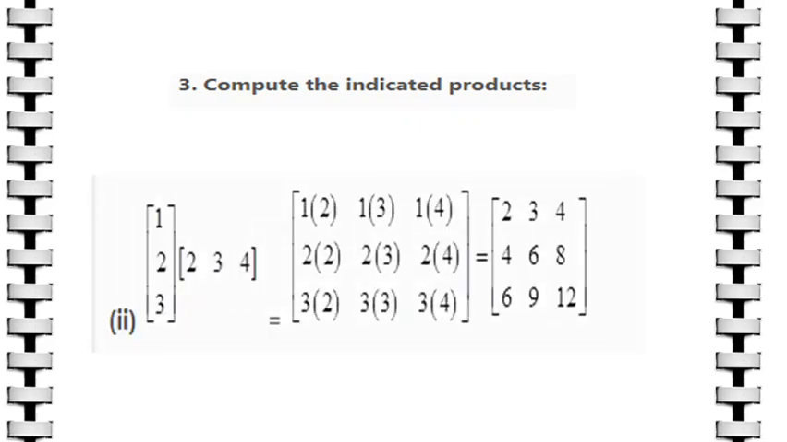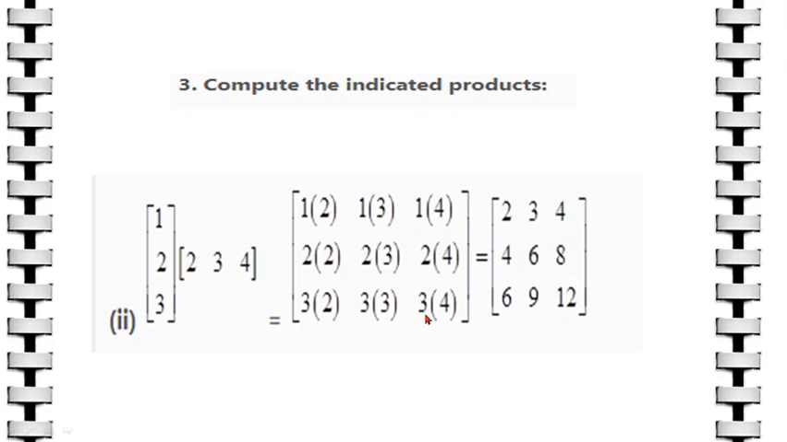Now let's take a few questions of the exercise. Question number 3, second part, I have taken a very simple question, where I have to multiply these two matrices. The order of the first matrix is 3 rows and 1 column, so 3 by 1. The order of the second matrix is 1 row and 3 columns, so 1 by 3. As per our basic condition for multiplication, the number of columns of the first matrix and the number of rows of the second matrix match in this case, that is 1 and 1. So now we know that the resultant matrix will be of 3 by 3 order.